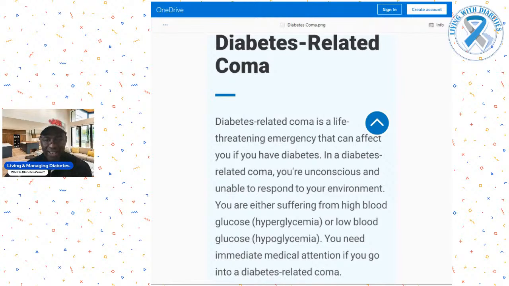Diabetes related coma is a life threatening emergency that can affect you if you have diabetes. In a diabetes related coma, you are unconscious and unable to respond to your environment. You are either suffering from high blood glucose, which is hyperglycemia, or low blood glucose, hypoglycemia. You need immediate medical attention if you go into a diabetes related coma. So, friends, that is what diabetes related coma is.